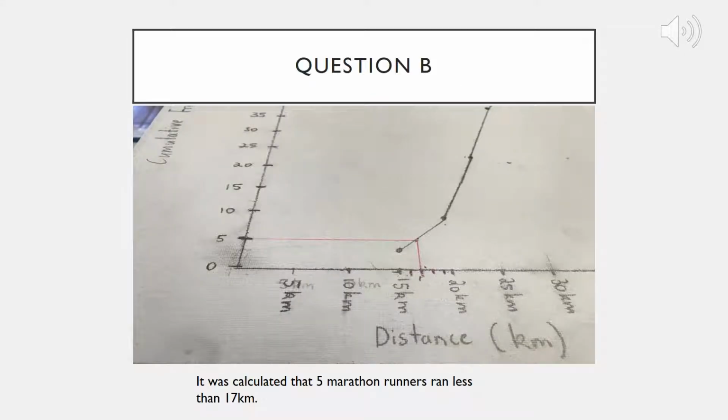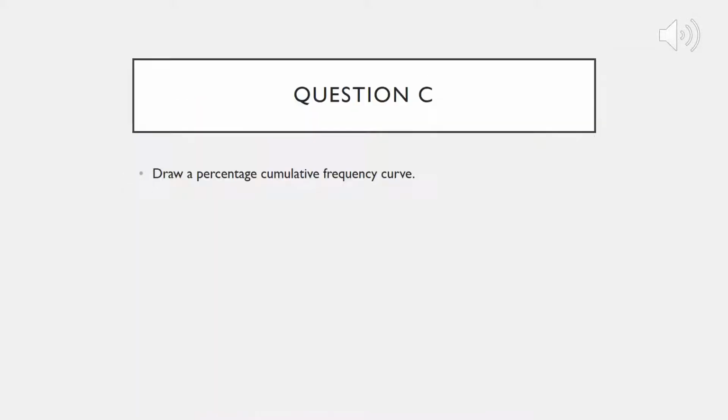Now the student is aware that every 0.4 centimeters is equal to 1 kilometer. They will go ahead and mark this on their graph. Once the student has located where the 17 kilometer mark is, they will use their ruler to determine where the 17 kilometer mark intersects with the line. As you can see, the student has identified that 5 marathon runners ran less than 17 kilometers.